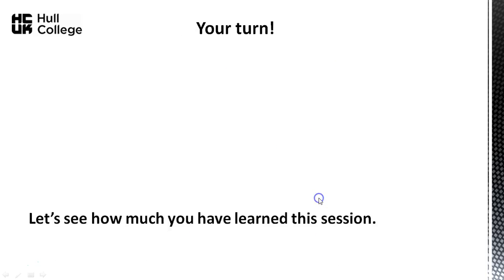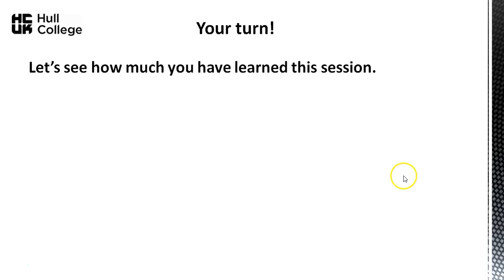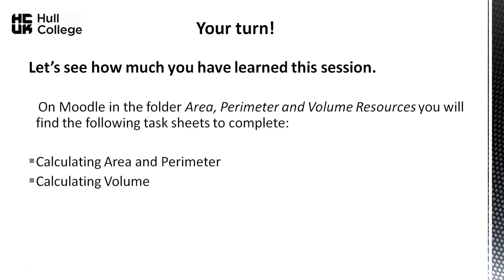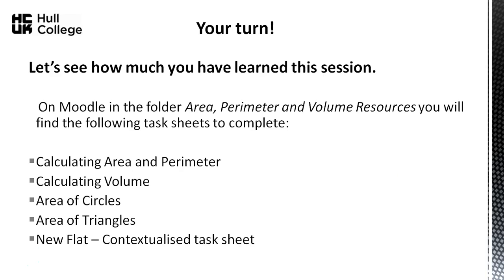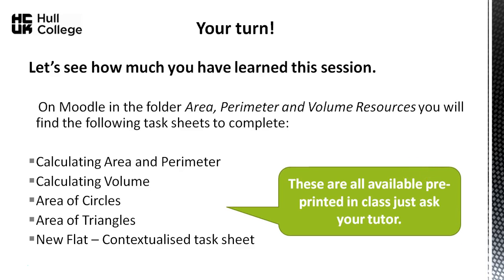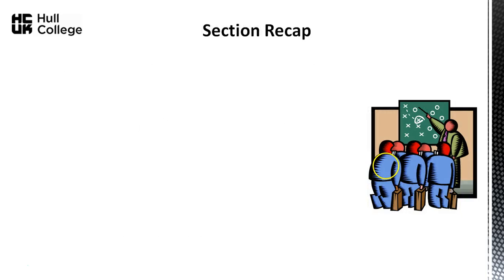Your turn. Let's see how much you've learnt this session. On Moodle in the folder Area, Perimeter and Volume Resources, you'll find the following task sheets to complete. Calculating area and perimeter. Calculating volume. Area of circles. Area of triangles. And new flat, which is a contextualised task sheet. These are all available pre-printed in class. Just ask your tutor.